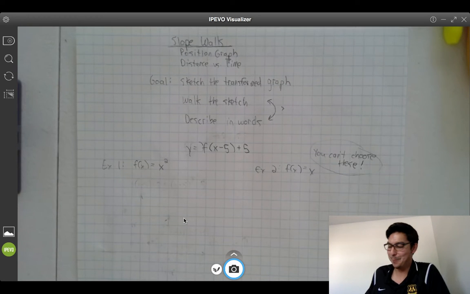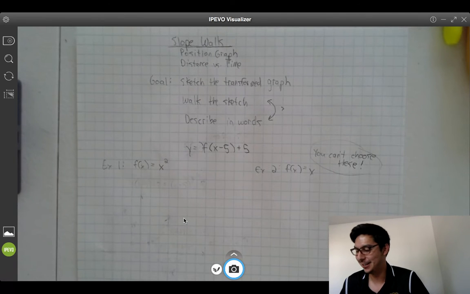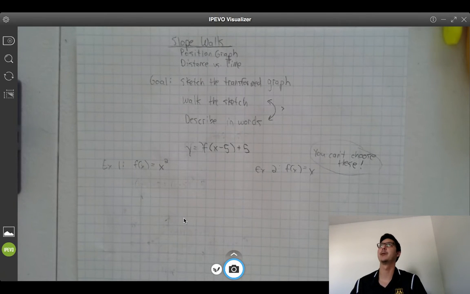Hello and welcome back. This is the famous slope walk problem of calculus done virtually. So I think I'll probably be the first math teacher at LCAP to be doing this slope walk video virtually, and we're gonna have fun with it.